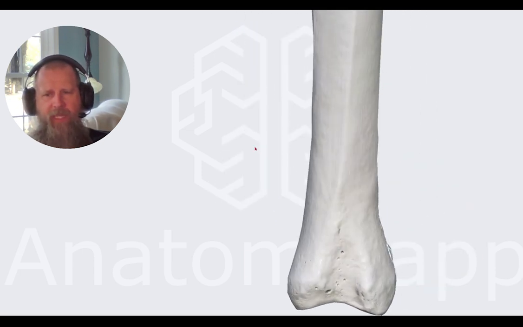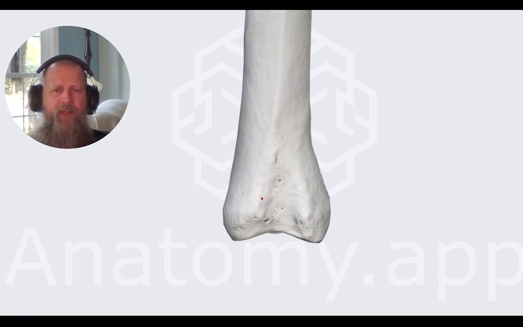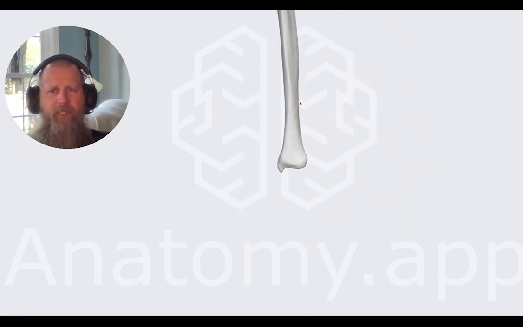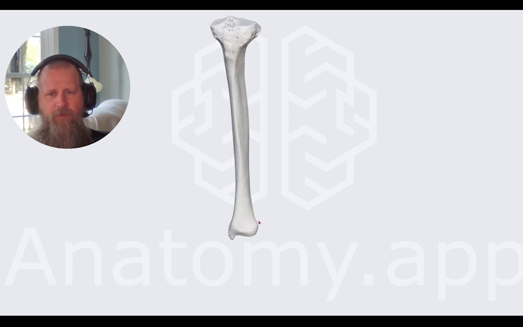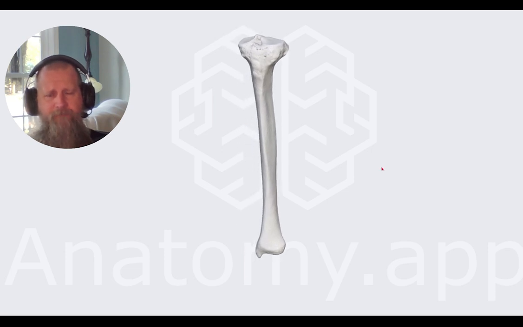And then if we look at the lateral side, this is going to be the fibular notch. So basically the fibula is going to sit in that fibular notch to make up the tibiofibular joint, the distal portion of that. So the fibula is going to sit on this lateral side and it'll articulate with that fibular notch. So that is the tibia.